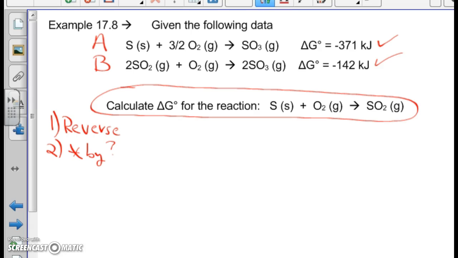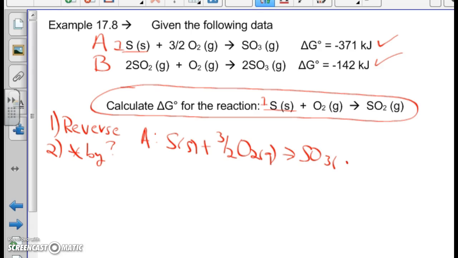S, sulfur solid, yes? Ask myself the two questions, and it's an A, sulfur solid. Do I need to reverse it, or is it already on the correct side? I do not need to reverse it. Sulfur solid is on the correct side, okay? Do I need to multiply by anything? Well, I need 1 right here. There's a 1 there, right? And I have 1 already, so I do not need to reverse it, and I do not need to multiply by anything. I just bring it down just like it is. Which means I also bring down the value of delta G just like it is.